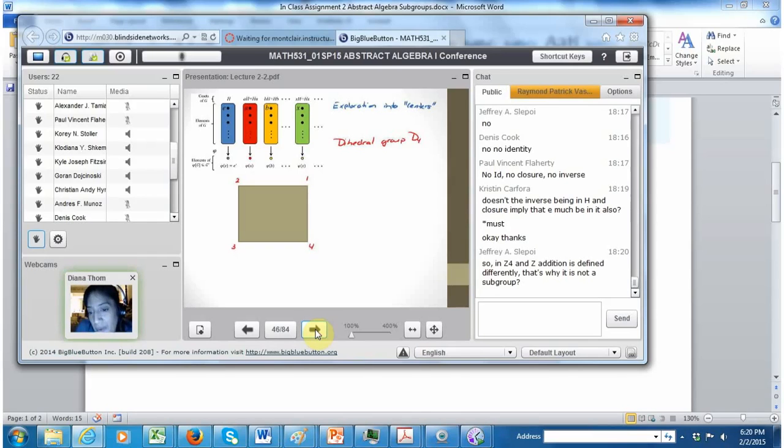Z4 is addition modulo 4. You're looking at the remainders of integers when you're dividing by 4. So it's not a subset of Z. And that's the problem. Each one of the objects in Z4 is an equivalence class. That's not true for Z. So even before you go ask the question of subgroup, it's not a subset.